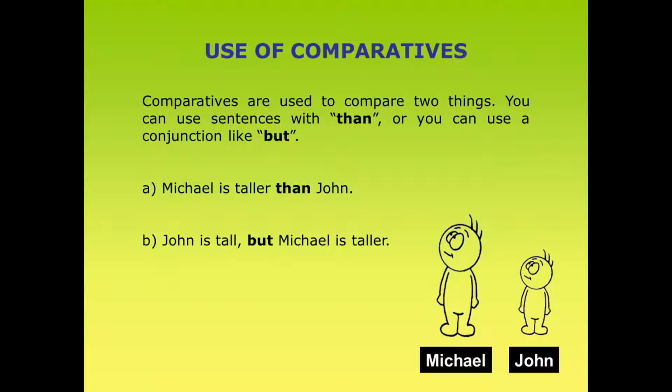How do you use a comparative? Comparatives are used to compare two things. You can use sentences with than, or you can use a conjunction like or but. For example, Michael is taller than John. Or, John is tall, but Michael is taller.